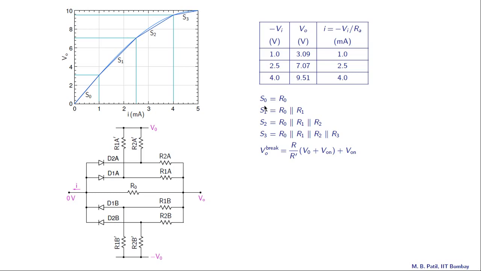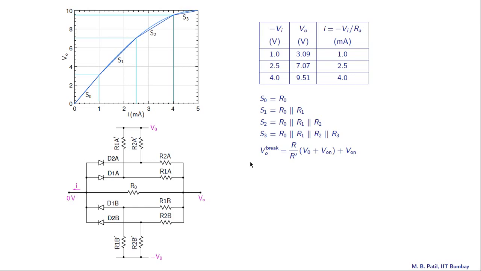R0 is the same as S0. R1 can be found using S1 and R0. R2 can be found from S2, R0 and R1, and so on. So at the end of this step, we have all these resistance values, namely R0, R1, R2 and R3.